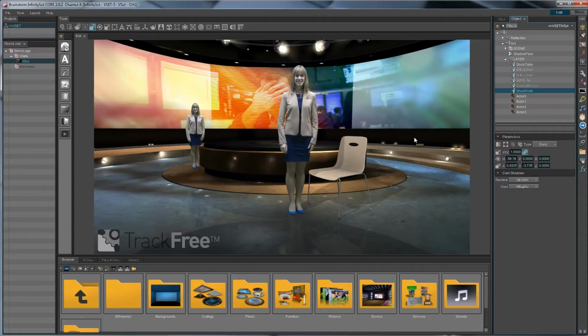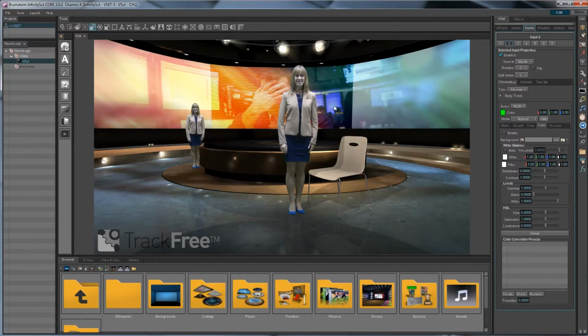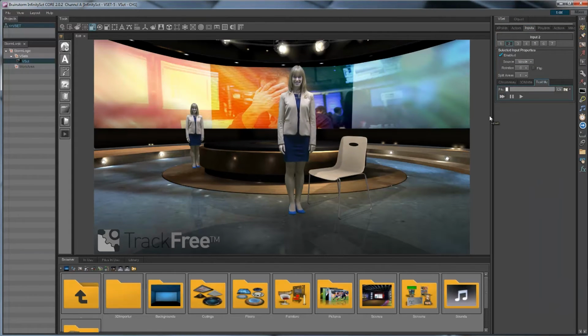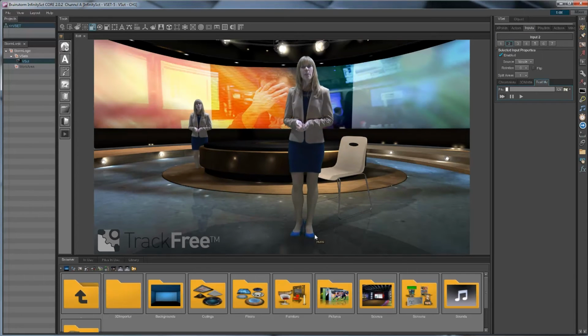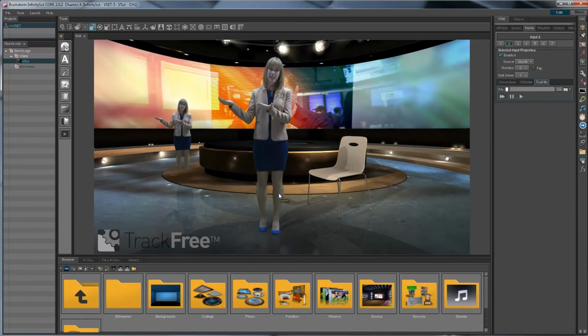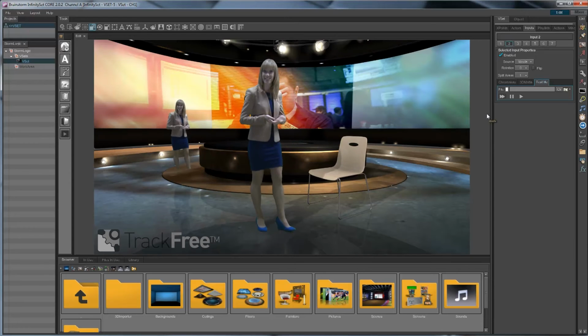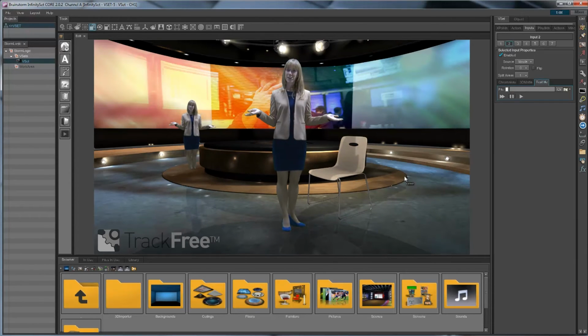What happens if the talent walks? See this. The shadow is coming forward. The object is moving forward. Everything is perfectly integrated. The talent is now a 3D element within the set. And not only that, the talent now has a volume. It is a real 3D object. It's what we call the 3D presenter.